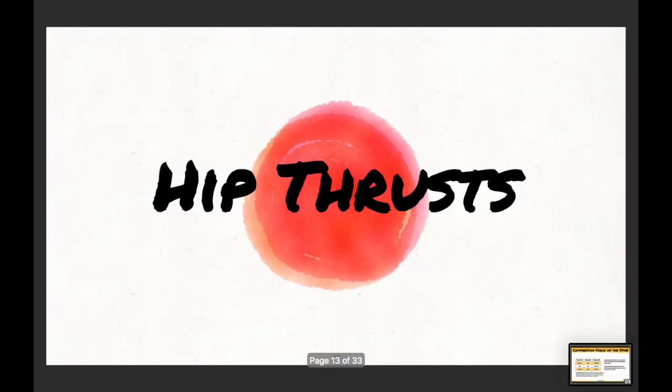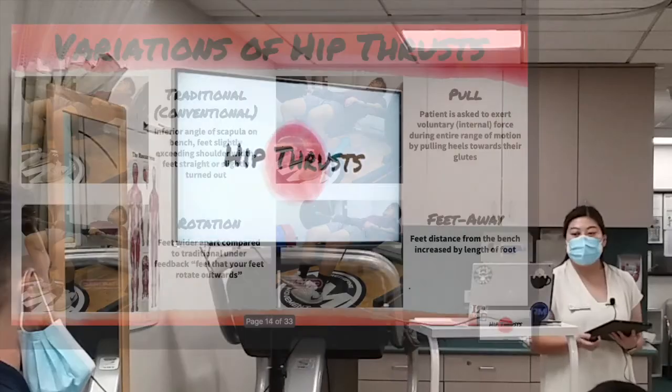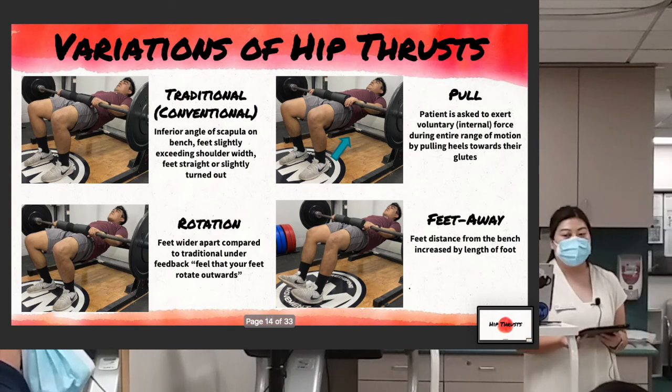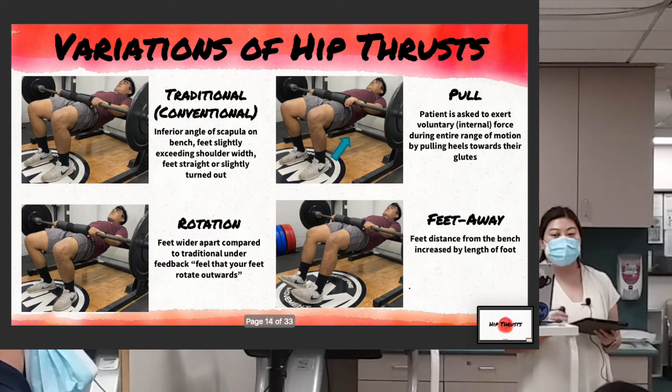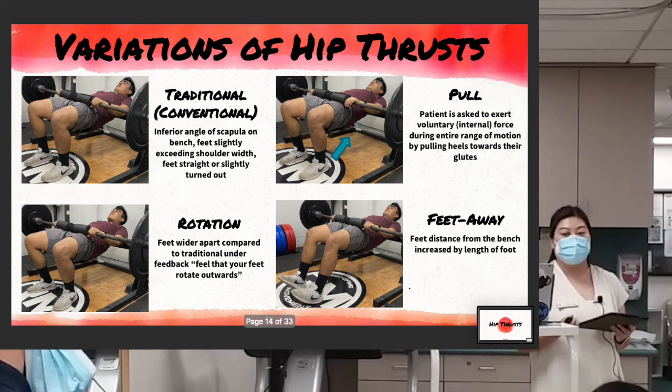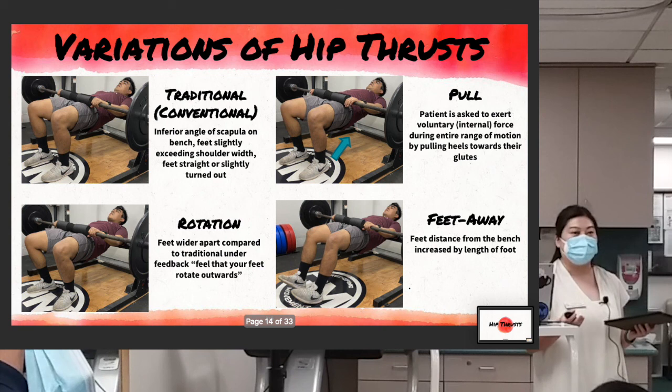Last exercise we're going to go over is the hip thrust. So these are the different variations of a hip thrust. There's the traditional or conventional, where the inferior angle of the scapula is on the bench, feet are slightly exceeding shoulder width, and feet are straight or slightly pointed out.